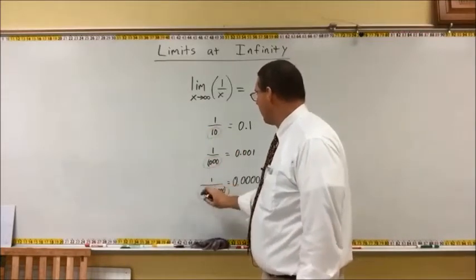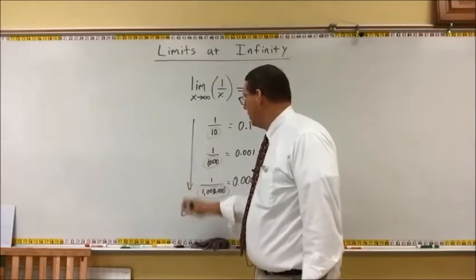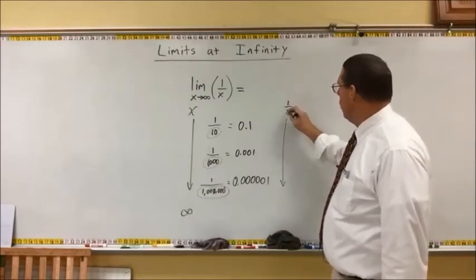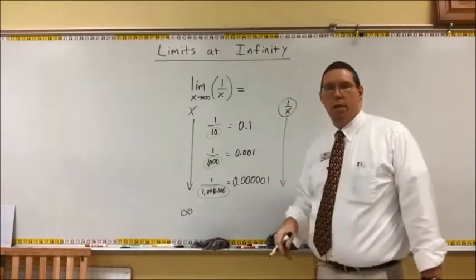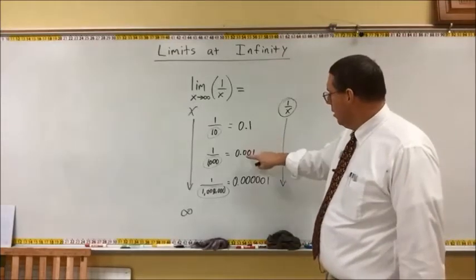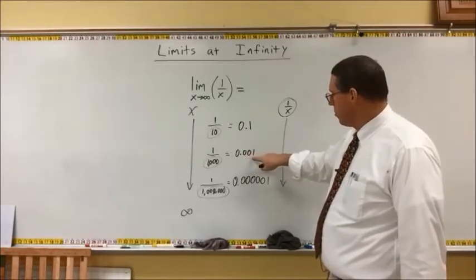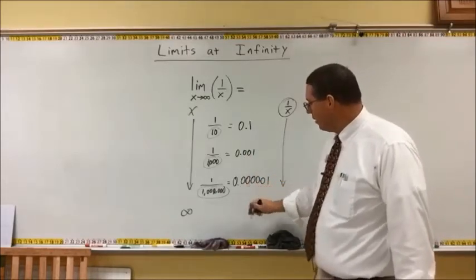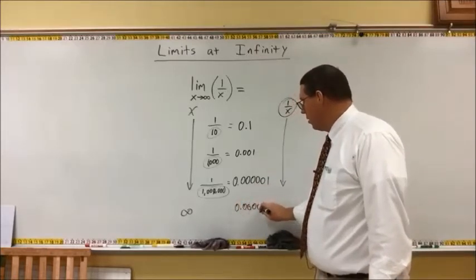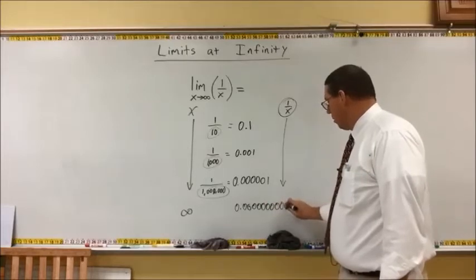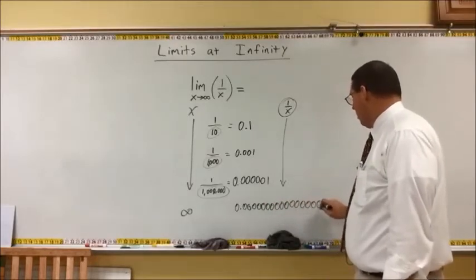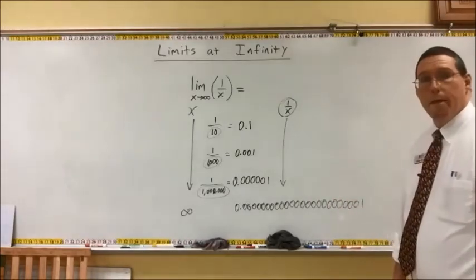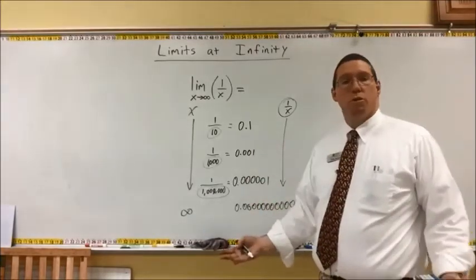So the question now is, as our x is approaching infinity, what is our output value? What is 1 over x approaching? What does it look like to you? Well, 0.1, then 0.001, 0.000001. Basically all we're going to do is keep putting zeros in here. Eventually we're going to have 0.000000000000000000000. It's just going to keep going, and then eventually at the end there's going to be a 1. This number is getting closer and closer to 0.